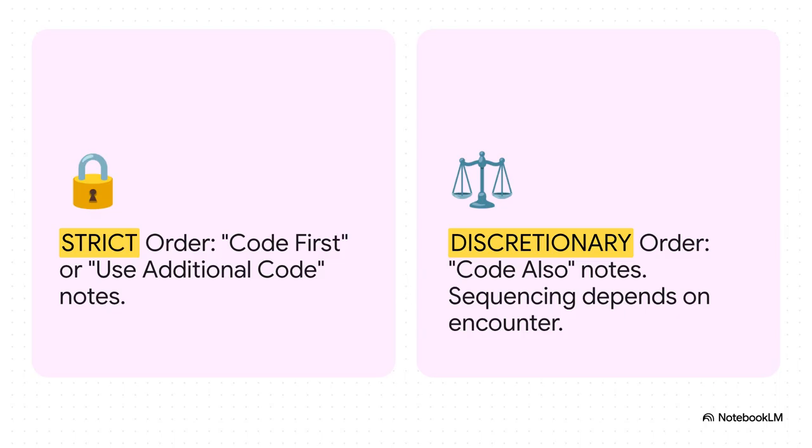Just look at the distinct difference in our comparison here. On the top, we've got the etiology and manifestation convention. Think of notes like code first or use additional code. That is a strict order. The underlying condition absolutely must go first, followed by the manifestation. No exceptions. But on the bottom, with code also, you have discretionary order. If a patient comes in with two conditions linked by a code also note, you look at the chart. If condition A is the main reason they're being treated today, boom, condition A is sequenced first. If condition B is the focus tomorrow, well then condition B goes first. You have the freedom, but you really have to use your clinical coding judgment.